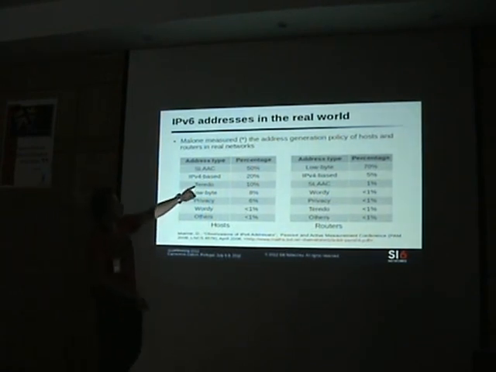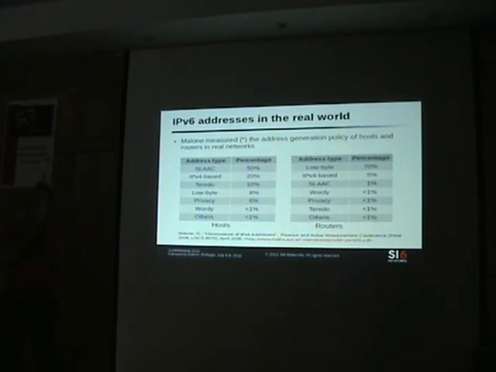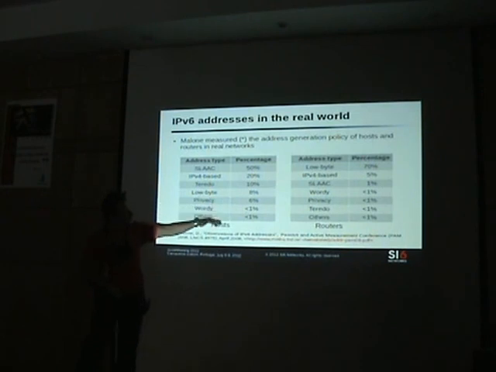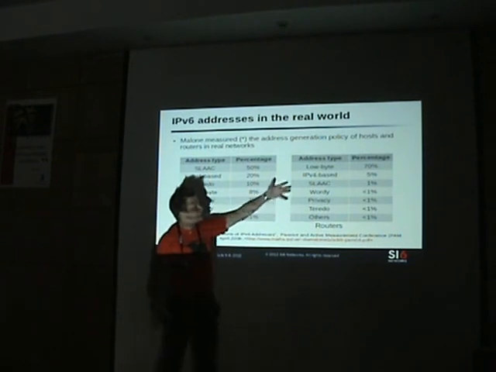And you have 10% of TDD addresses. TDD is a transition technology produced by Microsoft. You also have 8% of low byte addresses. Low byte addresses are the ones in which you set the interface ID to all zeros and you just vary the last byte. Typically, these addresses are the result of manual configuration because humans are supposed to just set it to zeros and just vary the last byte because they are easy to remember. 6% of privacy addresses, which essentially means that the interface ID was randomized, and the rest of the numbers are marginal. In the case of routers, the numbers change quite a little bit.